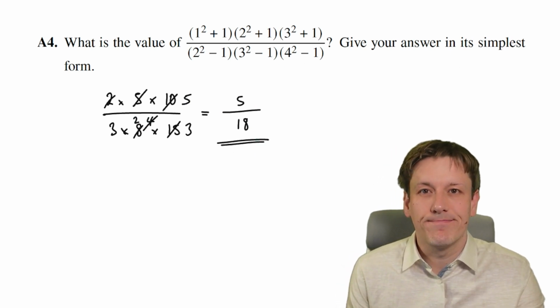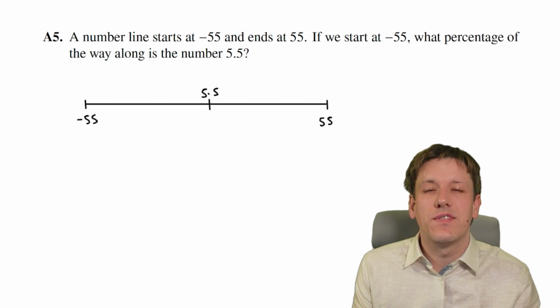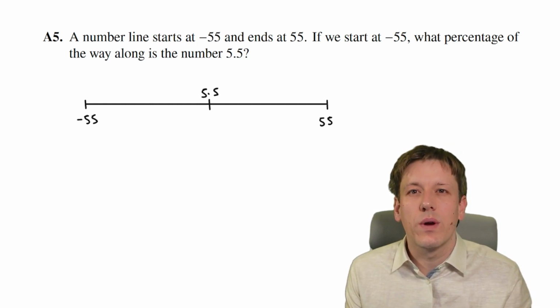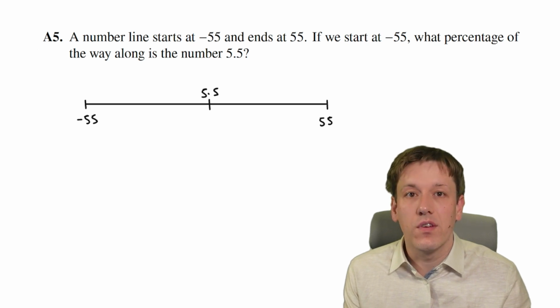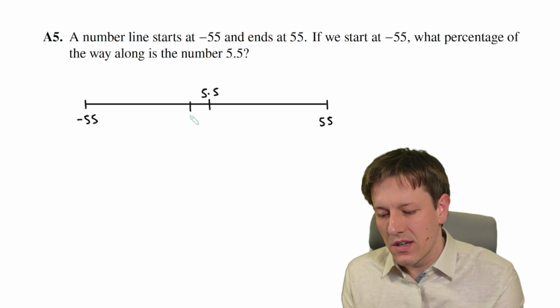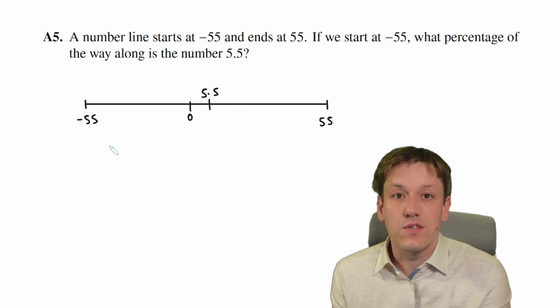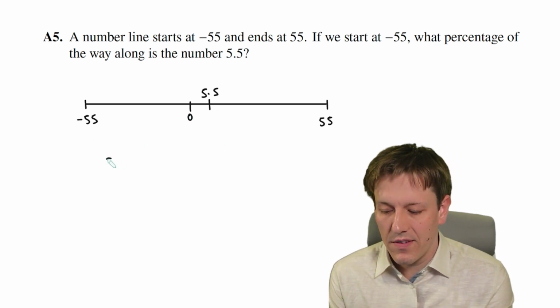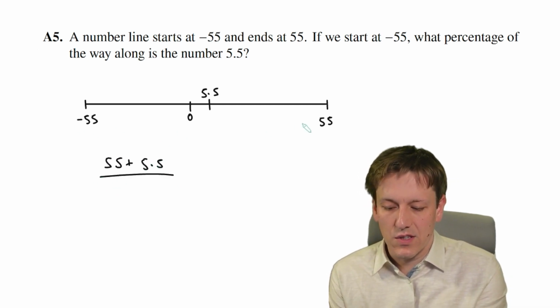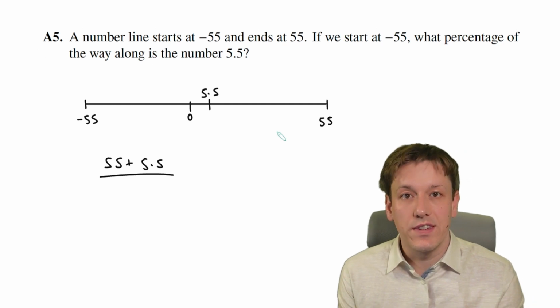Doesn't take too long. A number line starts at minus 55 and ends at 55. If we start at minus 55, what percentage of the way along is the number 5.5? Well, to get to 5.5 from minus 55, we're going to have to go past 0 here, so the distance from minus 55 to 5.5 is 55 plus 5.5, and the total distance from minus 55 to 55 is 55 plus 55, or 110.